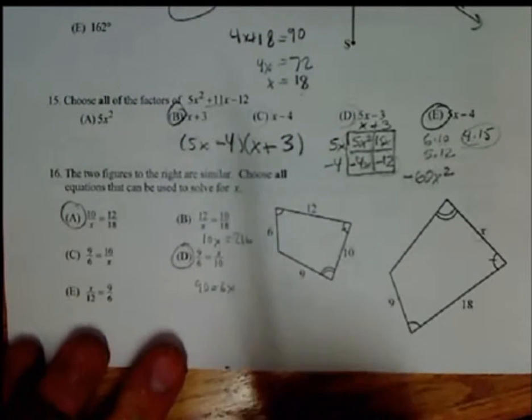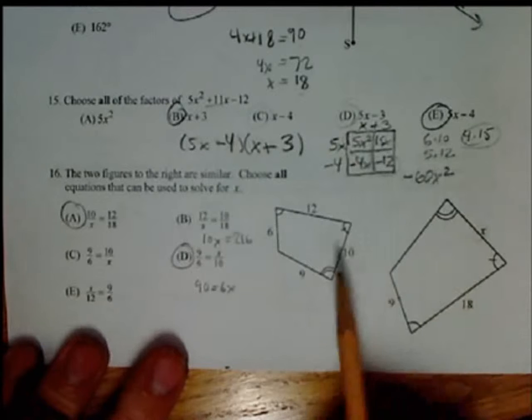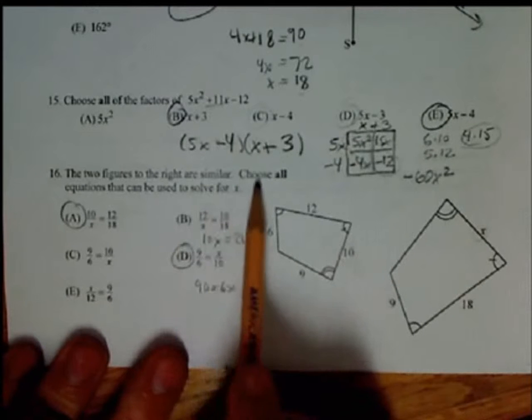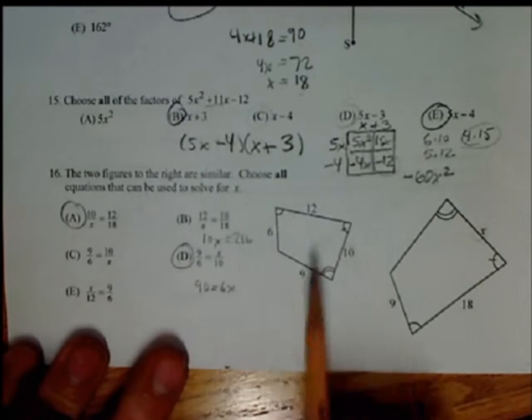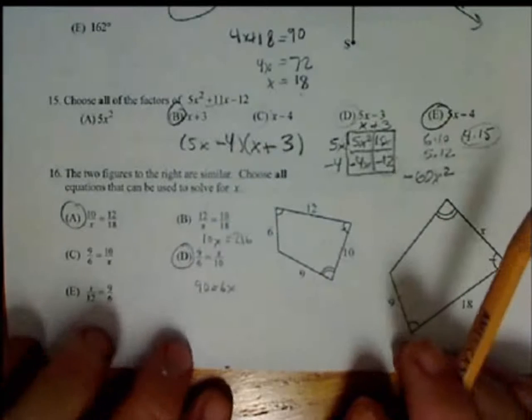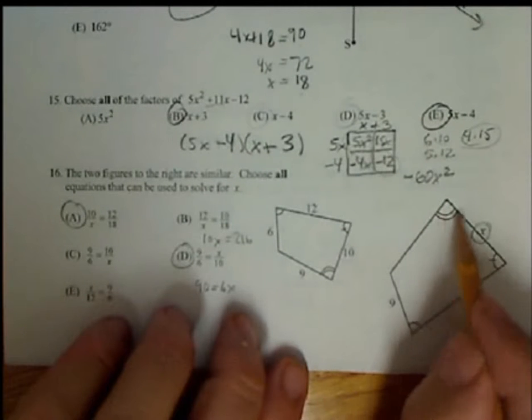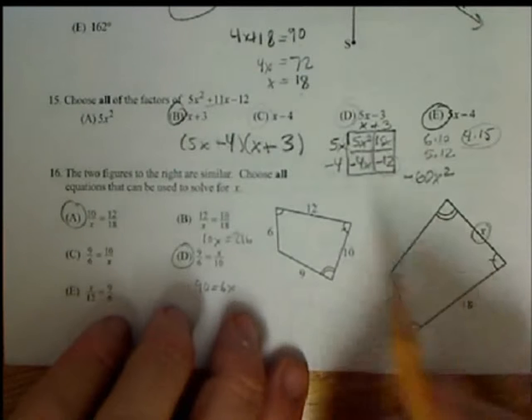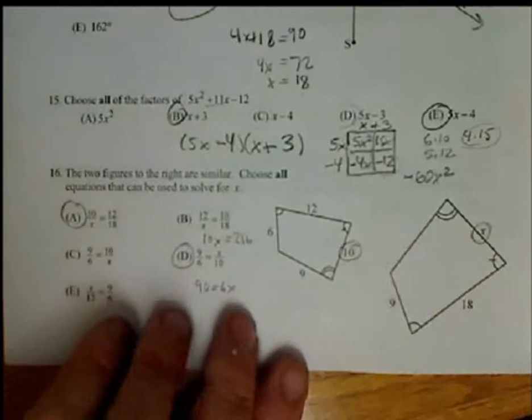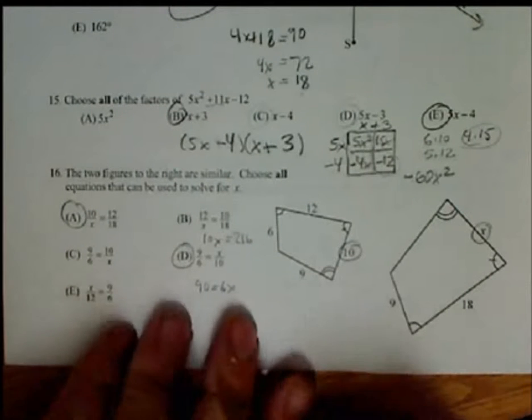On 16, now when you're looking at this thing, you want to match up things. We're working with similar figures, and I'm going to see how to solve this. Well, I'm looking at my x. X is between the double and this little line with the dash. So that matches with the 10. So I'm looking at things that match the x and the 10.